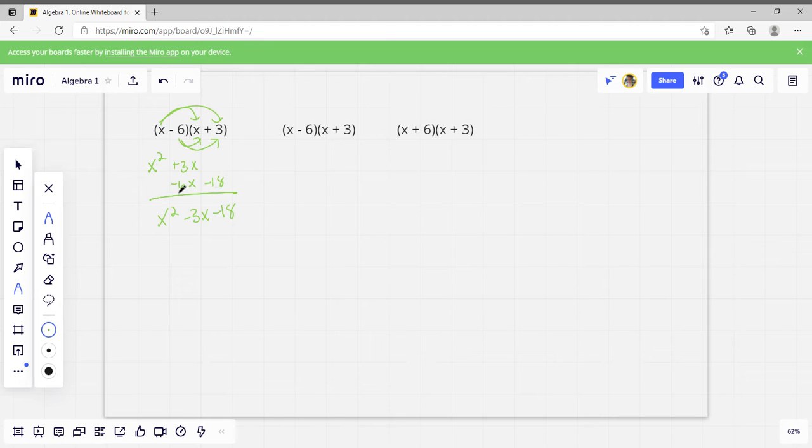So we end up with 3. We start out with 4 terms and we end up with 3 terms. With 3 terms, this is called a trinomial. And trinomials that are in this form, with the x squared, the x, and then x to the 0, those are called quadratic trinomials.